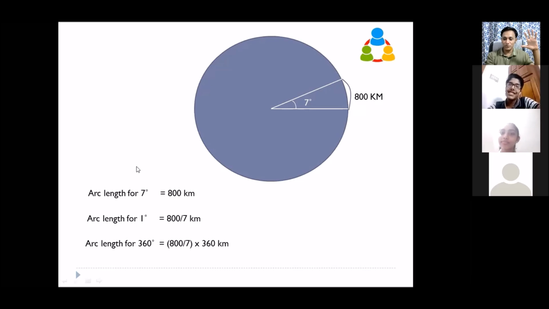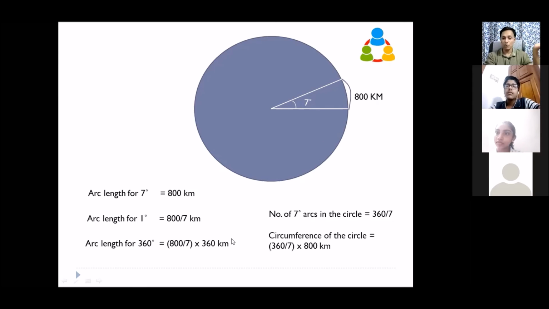Yes, sir. You are ready to take a jab at a more complex problem. You can do this like this also. The number of 7-degree arcs in the circle is 360 by 7. We learned two methods of toffee maths, right? Either you calculate for the unit value of 1 degree and multiply by 360, or you see how many 7-degree arcs are there in the whole circle, 360 by 7, and multiply. Both are the same. 800 by 7 into 360 is the same as 360 by 7 into 800. These are the two methods which we learned.